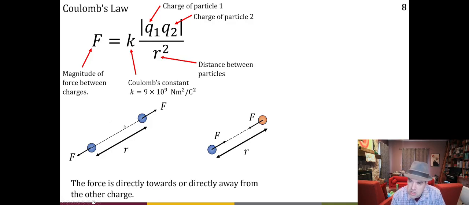To determine the direction, we have to look at the orientation of our particles. So here I have two negatively charged particles. Because they're both negative, they're going to apply a repelling force. So the force is exactly opposite of the location of the other charge. Here on this side, I have a negative charge and a positive charge. Because these are opposite charges, they receive an attractive force. So the force is directly towards the other charge. So I use the orientation of my particles to determine the direction of the force, and I use Coulomb's law to determine the magnitude, or the amount of the force.